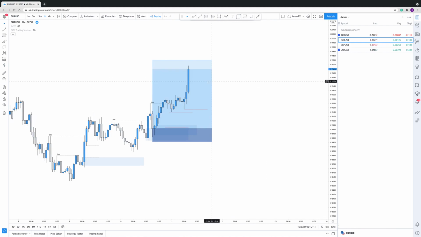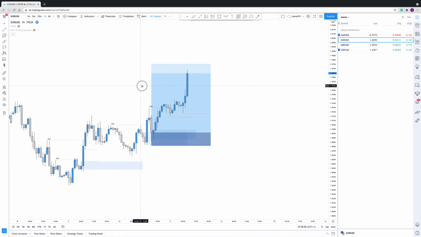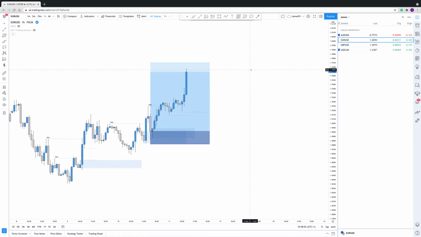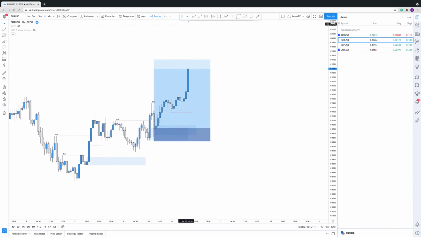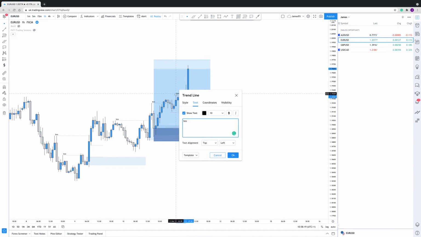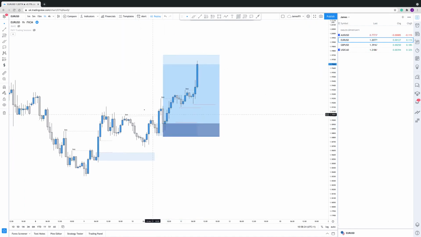Okay, so here you can see we've now shown large momentum, as we see here and here. So we can look to get involved, but we need to break structure, and we have broken this structure here. It's definitely structure, because we did pull back. So let's mark it as BOS, break of structure.